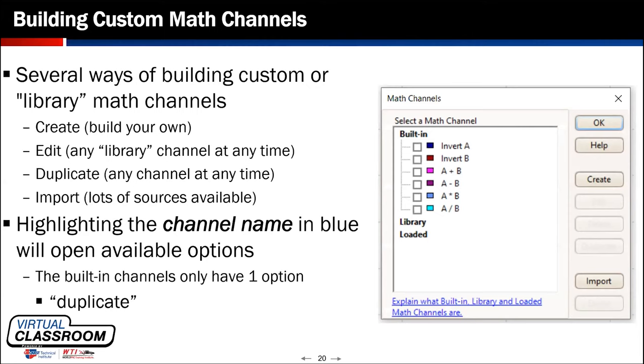Well, here's the thing. Your built-in channels cannot be edited. They cannot be changed. So when this button says invert A, it means invert A. That's it. This is invert B. Well, guys, what if I want to invert a different channel? What if I've taken four channels or eight channels of information and I want to invert something other than, say, B or A? I would have to go in and build a custom, or what we call a library math channel.